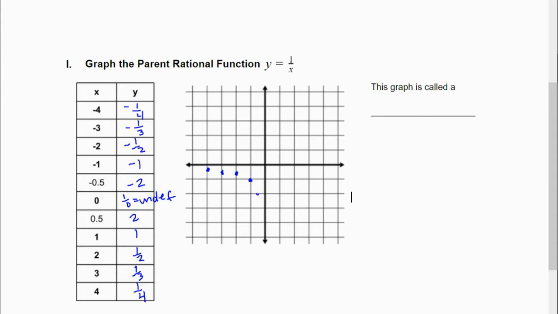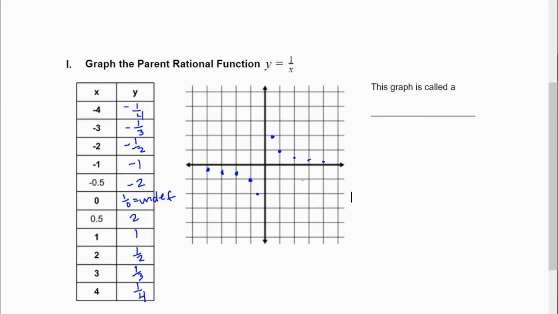So look at what's happening here. When I get to 0, it's undefined. So I can't graph that. So I'll skip past 0. When I am at positive half, I am at positive 2. When I am at 1, I'm at 1. And then I am at a positive half, a positive third, and then a positive 1/4.